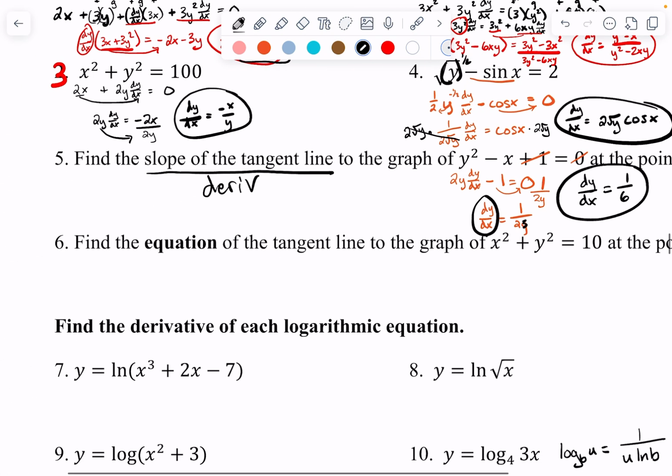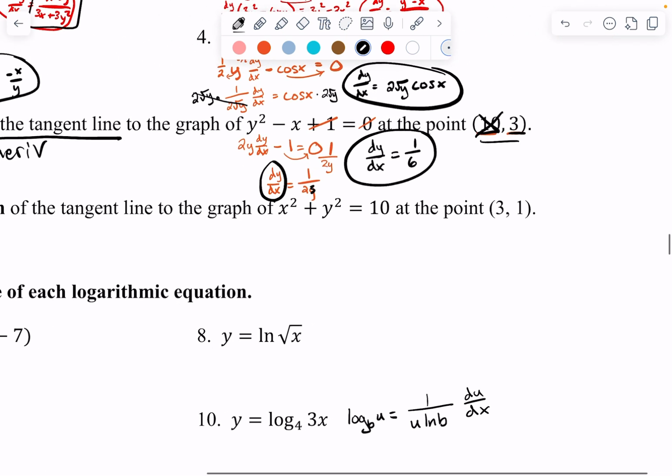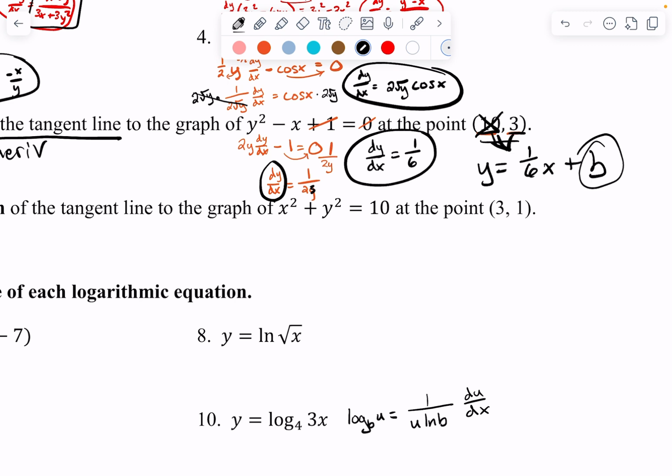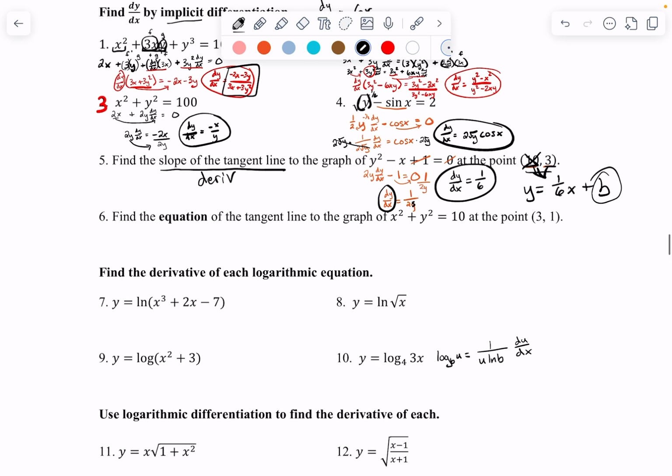Now, in the next problem, in number 6, they're going to say find the equation of the tangent line. So if I was doing that here, this would be 1/6 x plus b, and I'd have to solve for b by plugging these guys in, right? 10 and 3, okay? So they didn't ask me to do that on number 5, but I'm going to do that here. Find the equation of the tangent line.